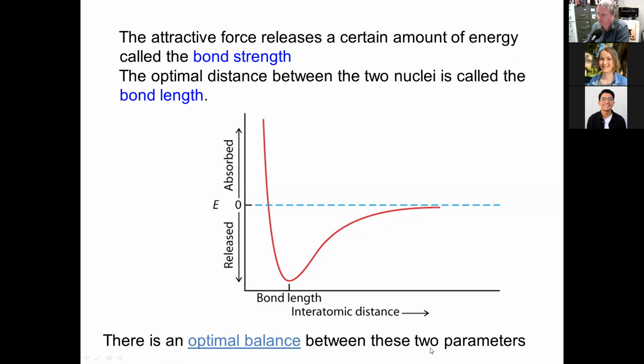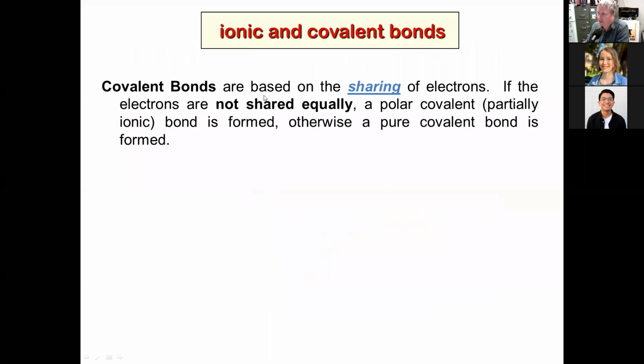Okay. All right. Covalent bonds. Now let's talk about ionic and covalent bonds. Covalent bonds are based on the sharing of electrons, and you should know this from Gen Chem. If electrons are not equally shared, you'll have something called a polar covalent bond, which is almost like partially ionic, but otherwise a purely covalent bond is formed.